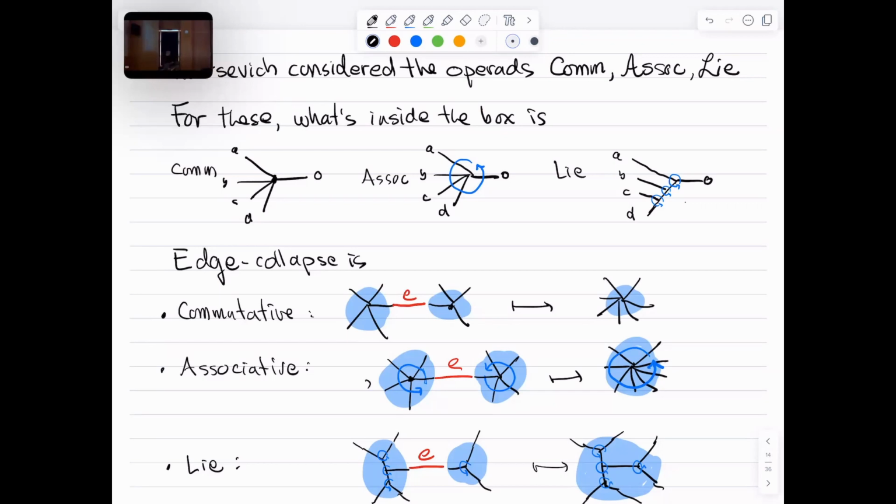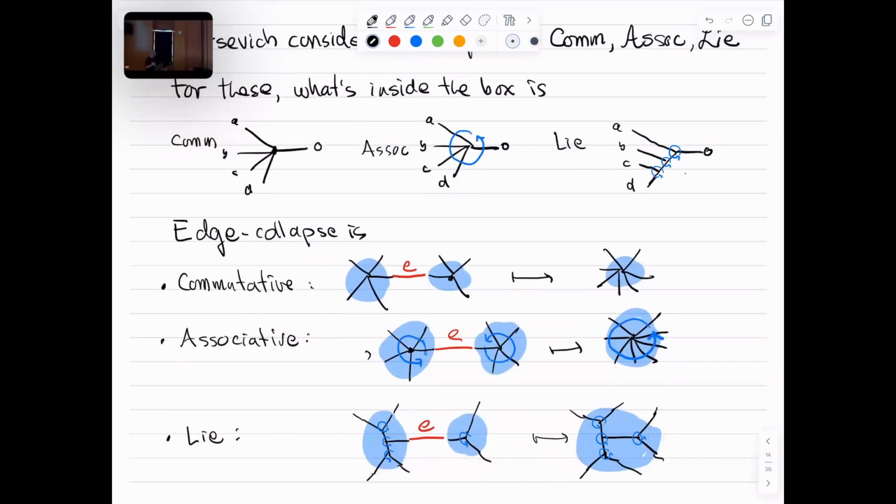Okay, so those are just the pictures that model the operads. So I'm supposed to make a complex by replacing each vertex in my graph by one of these pictures. Either nothing, it's just a vertex, or it's a vertex with cyclic ordering around the edges, or it's a little trivalent tree, a standard trivalent tree. So I decorate my vertices with these things, and then what does edge collapse do? Well, in the commutative case, edge collapse does just exactly what I did before. I just collapse the edge.